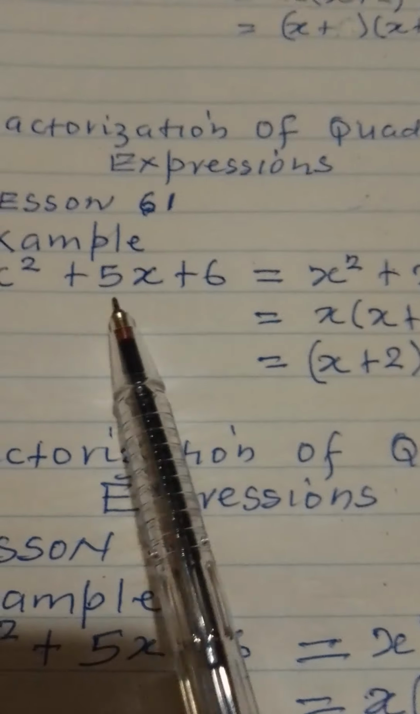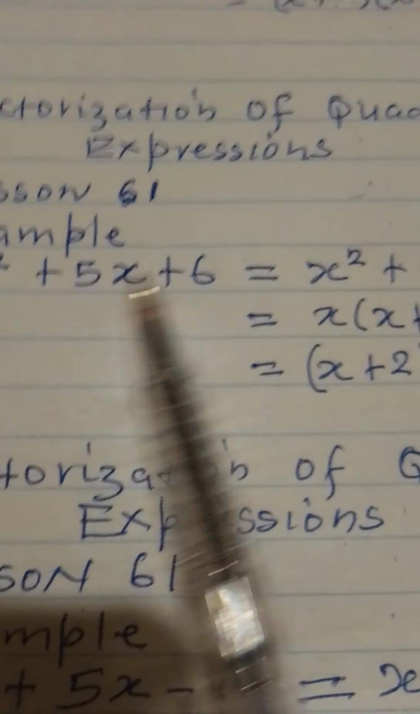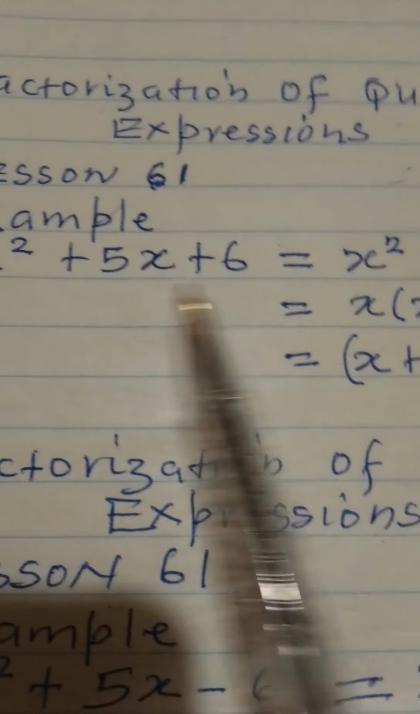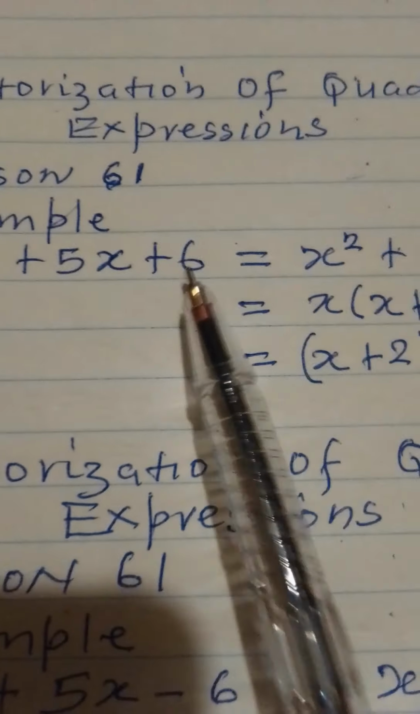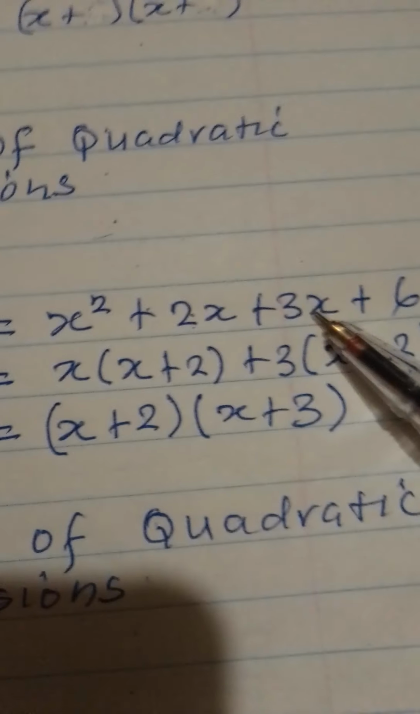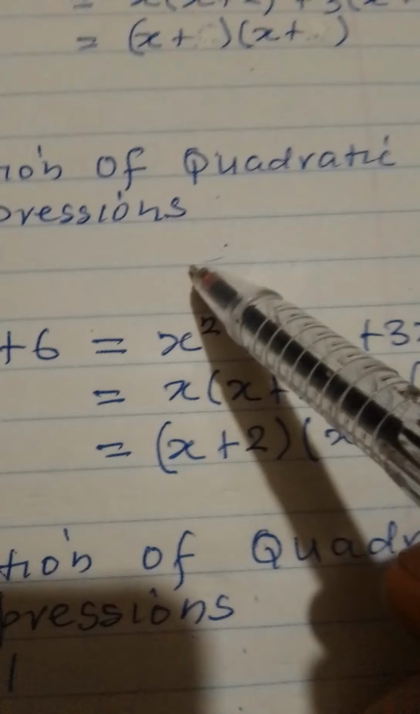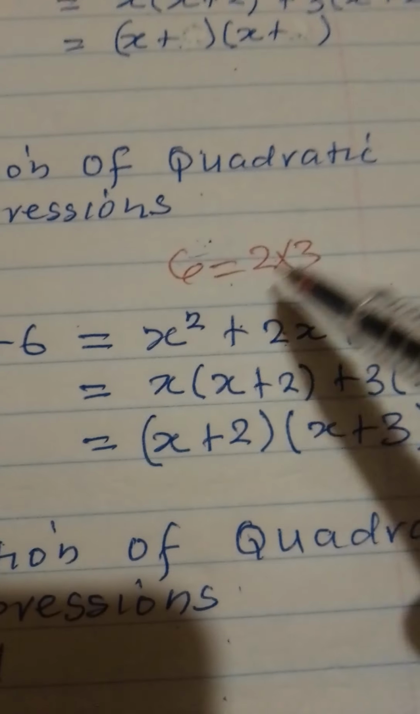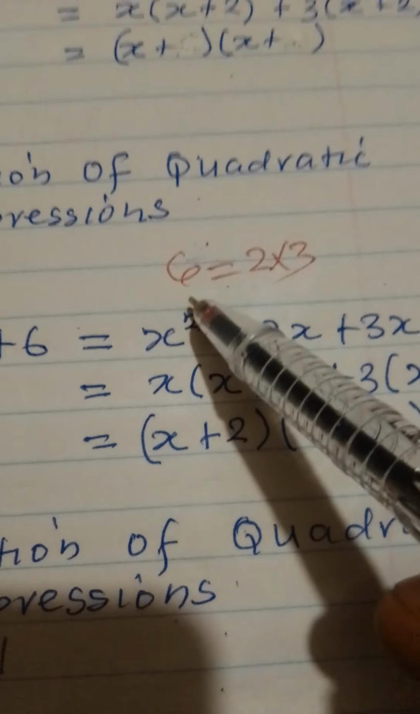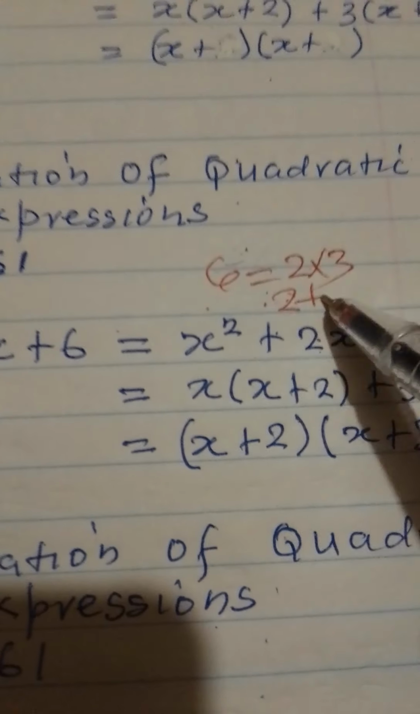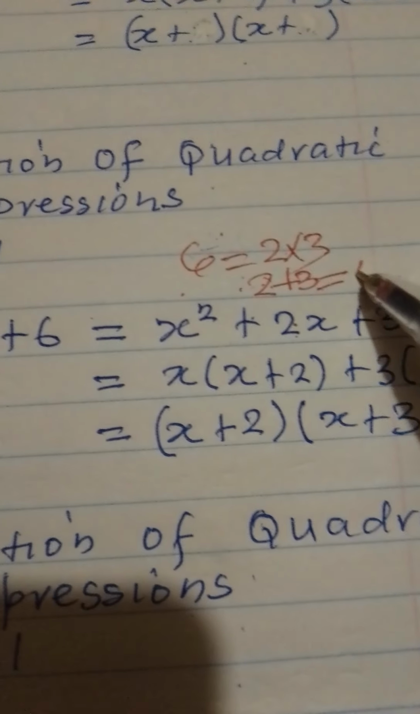Now, the only thing we have changed is the middle term. We split this middle term using the factors of this constant term. Here, this 6 is equal to 2 times 3. And you see now also that this 2 plus 3 is equal to 5.